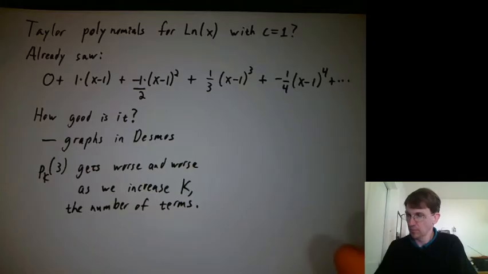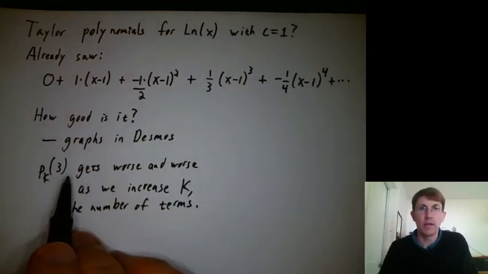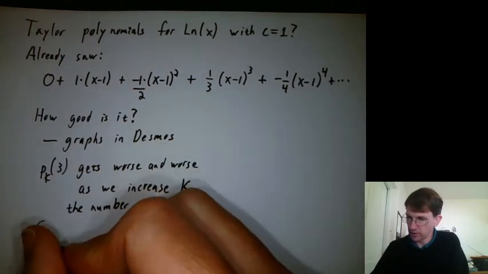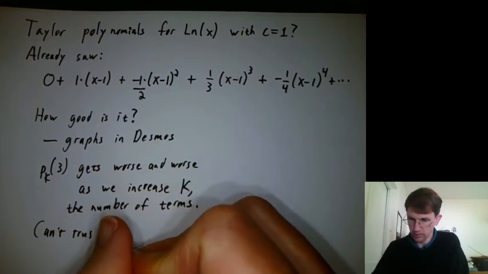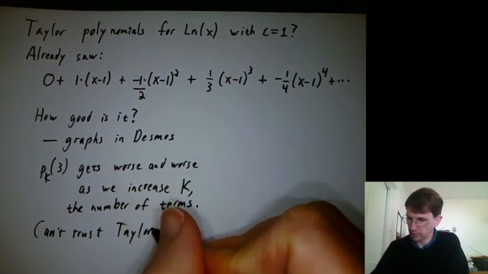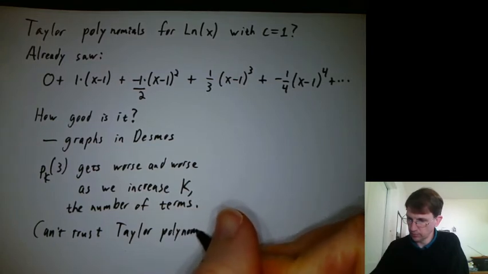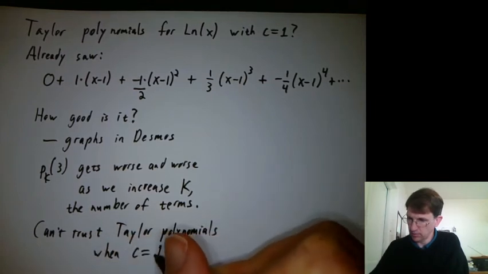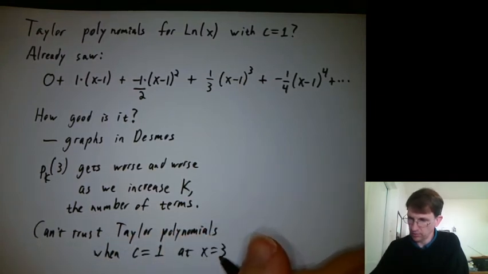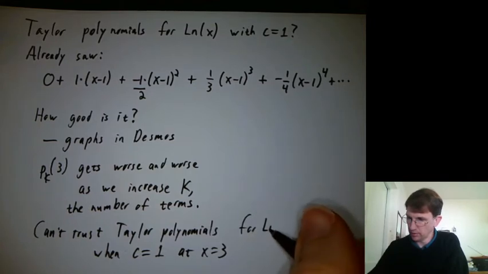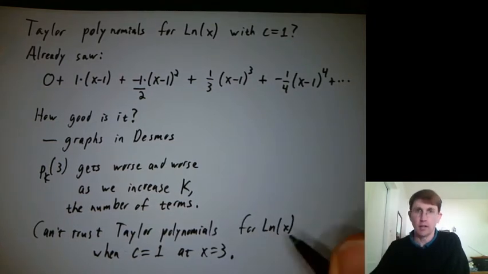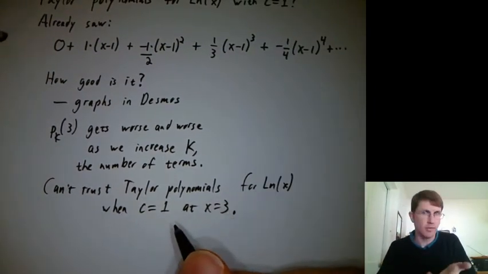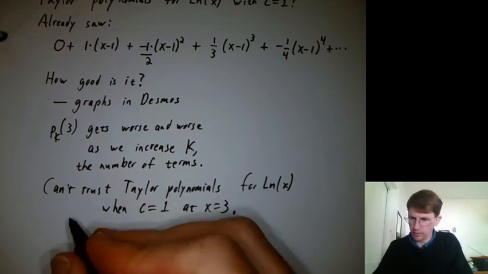Let's go write that down. So we said p sub k at x equals 3 gets worse and worse as we increase the number of terms. So we can't trust the Taylor polynomials when c equals 1 at x equals 3. This is for a natural log of x. Well, darn, this whole Taylor polynomial thing seemed like a great idea, but now it turns out sometimes it's good, sometimes it's not. Let's try another one.